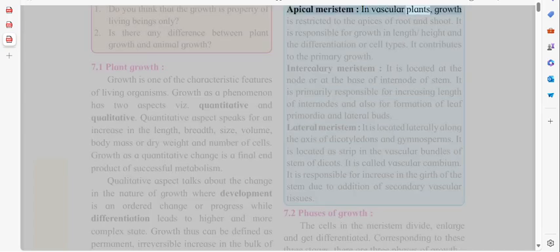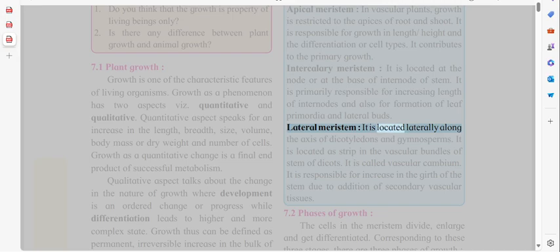Apical meristem. In vascular plants, growth is restricted to the apices of root and shoot. It is responsible for growth in length, height and the differentiation of cell types. It contributes to the primary growth. Intercalary meristem. It is located at the node or at the base of the internode of the stem. It is primarily responsible for increasing the length of internodes and also for formation of leaf primordia and lateral buds.